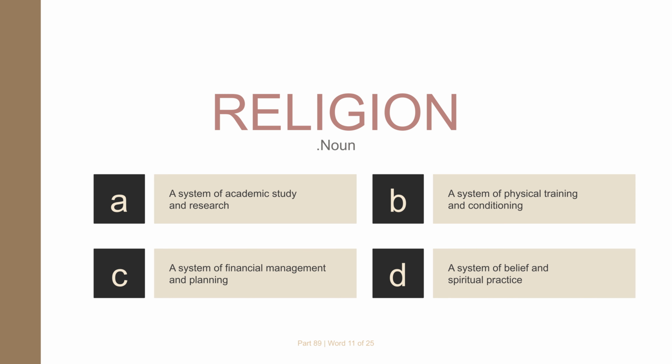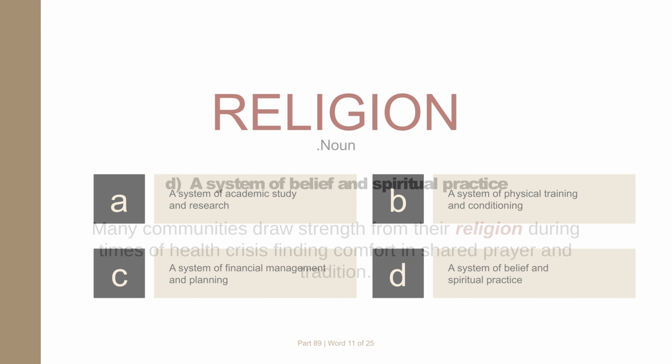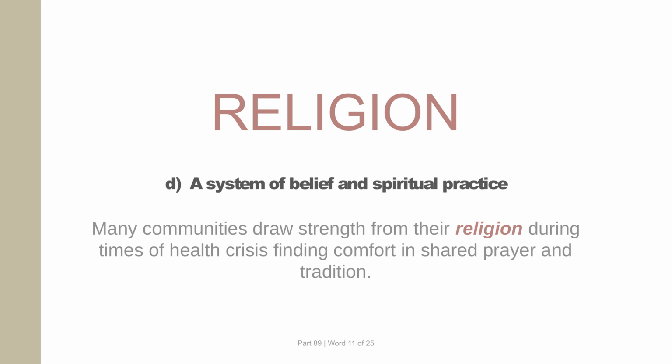Correct answer, option D. The correct meaning of religion is a system of belief and spiritual practice. Example: many communities draw strength from their religion during times of health crisis, finding comfort in shared prayer and tradition.